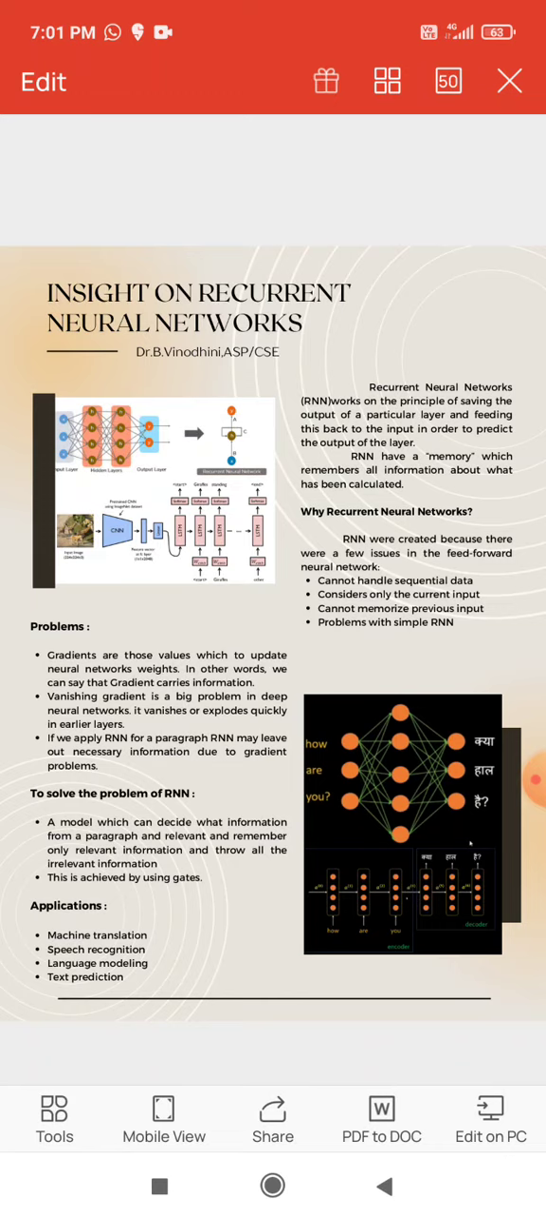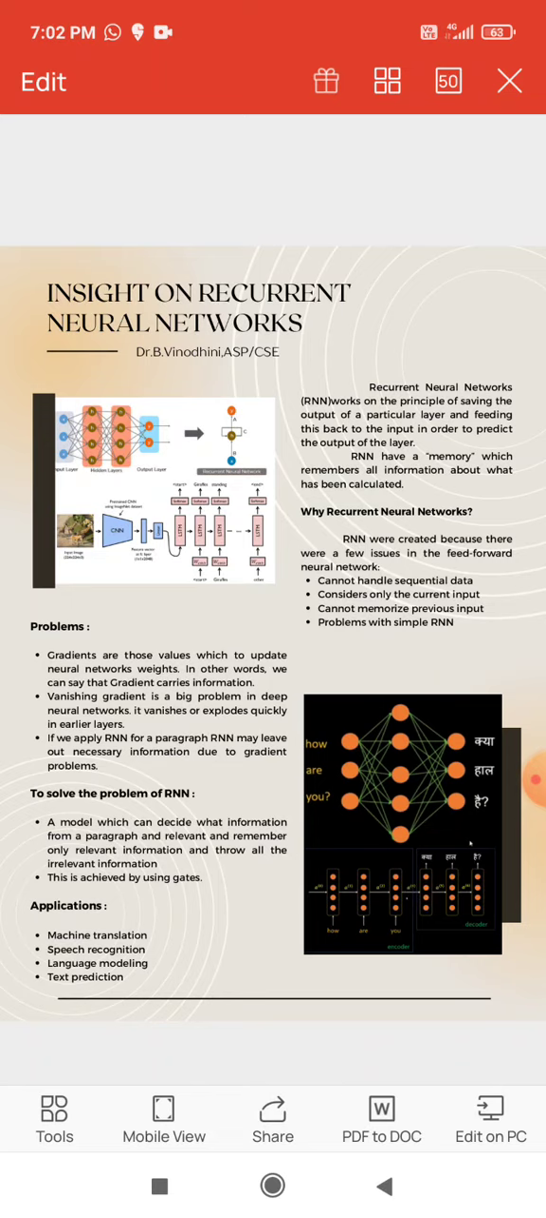The applications of LSTM and RNN, that means recurrent neural networks, are mainly in machine translation, speech recognition, language modeling and text prediction. Also weather forecasting reports, since it mainly handles sequential data. These are the main applications of the recurrent neural network. It is also used in sentiment analysis. In language translation, for example, the input is Hindi and the output is German or some other language.